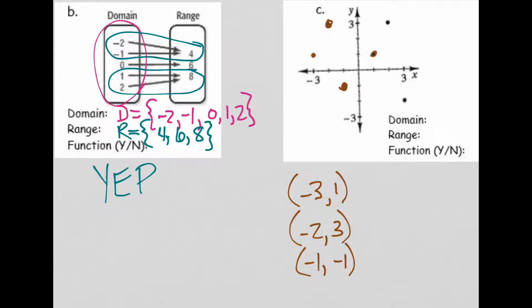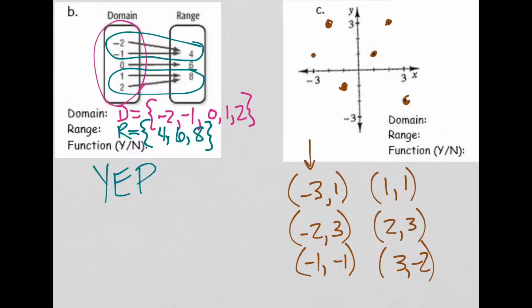So by just writing these as ordered pairs, it'll be a lot easier for you to see what's my domain, what's my range. The next one is at 2, 3. And the last one over here is at 3, -2. Okay, so if I were going to write my domain, that would just be all the x's. That's going to be all the numbers in the first part of that ordered pair.